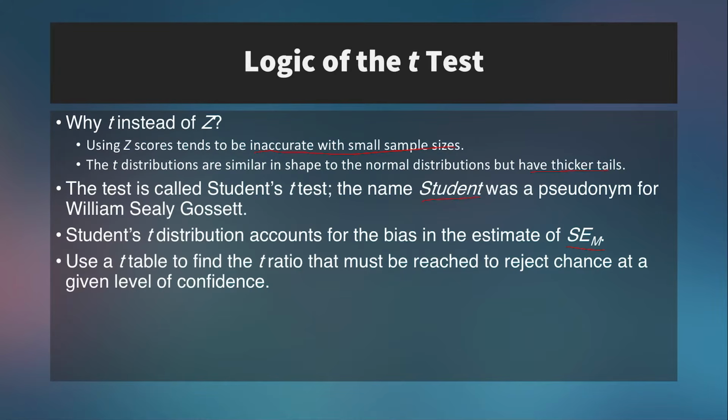So we use a t-table to find a t-ratio that must be reached to reject chance at a given level of confidence. So essentially what you'll do is you will run a series of calculations, which I'll show you here in a minute. You look at the resulting t-statistic that you get, and then you compare it to a t-table to a critical t-value at a certain level of confidence. And if your t-statistic is larger than that critical t-value, then you would say that the null hypothesis is most likely false, and you would reject it and accept the alternative hypothesis.